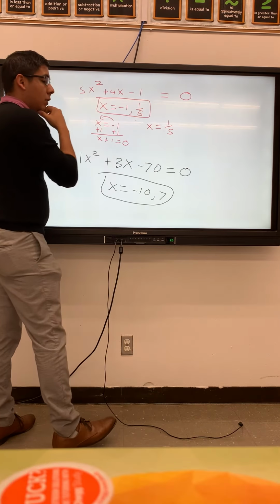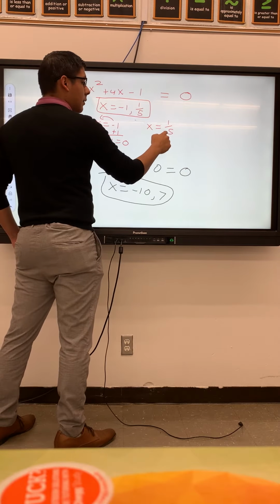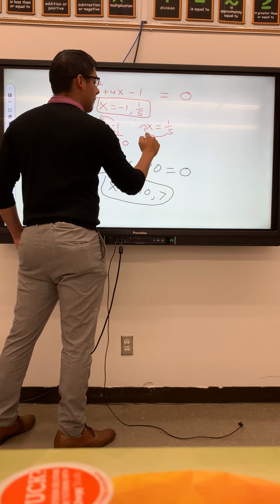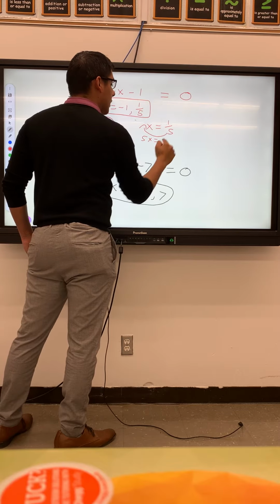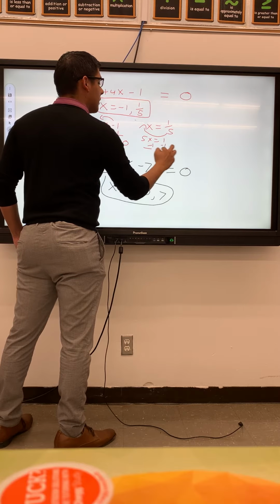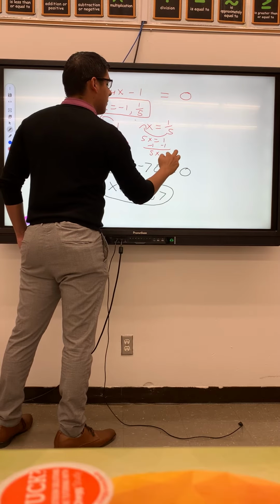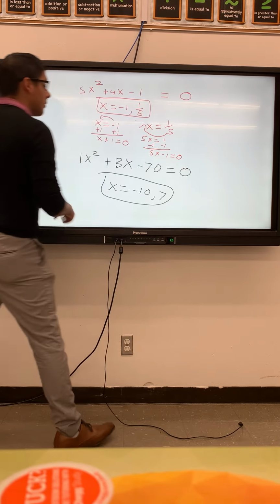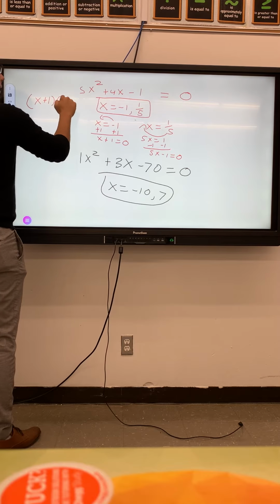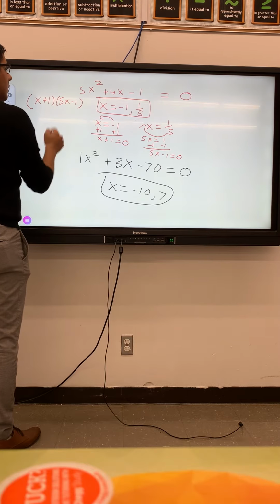And with the fraction, all you have to do is take an extra step. The 5, the denominator, goes in front of the x. 5x equals 1. And then to move over the 1, we're going to subtract 1 on both sides. 5x minus 1 equals 0. So to write it out, x plus 1 and 5x minus 1.